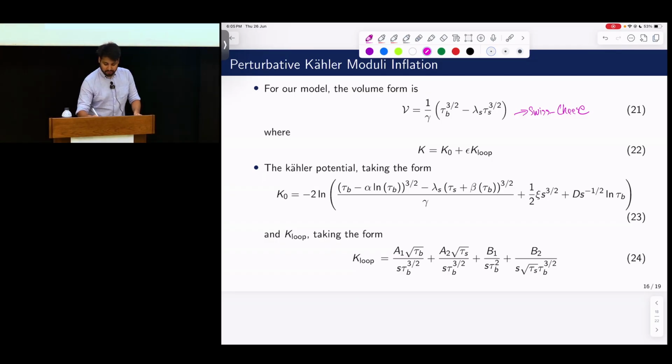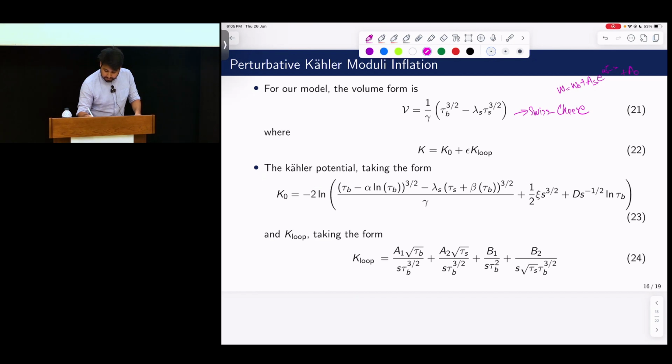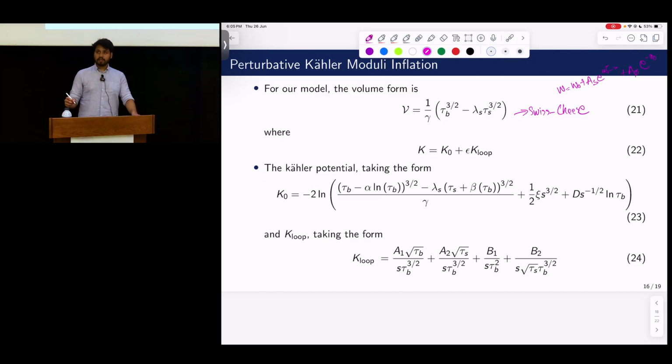If you remember, the superpotentials in the previous stabilization techniques and the previous Kähler Moduli inflation had W equals W naught plus A phi, AS e to the power minus tau s AS, and plus A phi e to the power minus A phi tau phi, right? You had these requirements, okay?